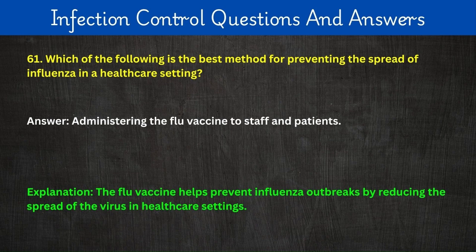61. Which of the following is the best method for preventing the spread of influenza in a healthcare setting? Answer: administering the flu vaccine to staff and patients. Explanation: the flu vaccine helps prevent influenza outbreaks by reducing the spread of the virus in healthcare settings.